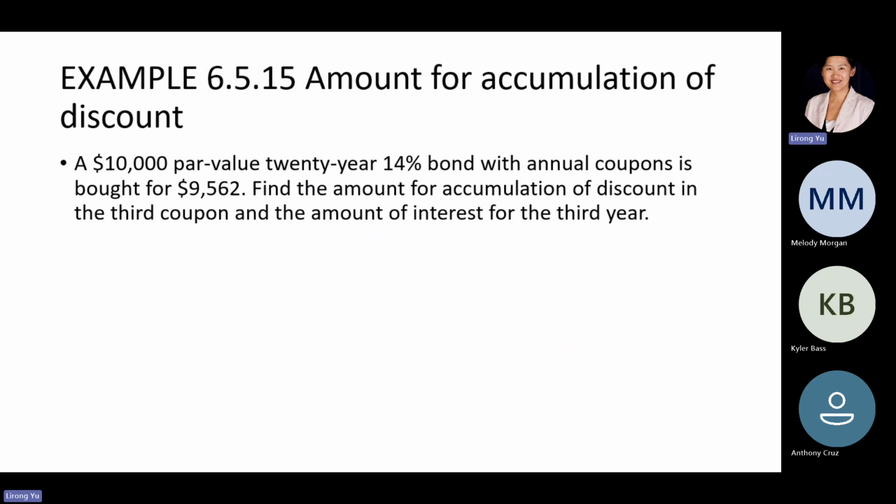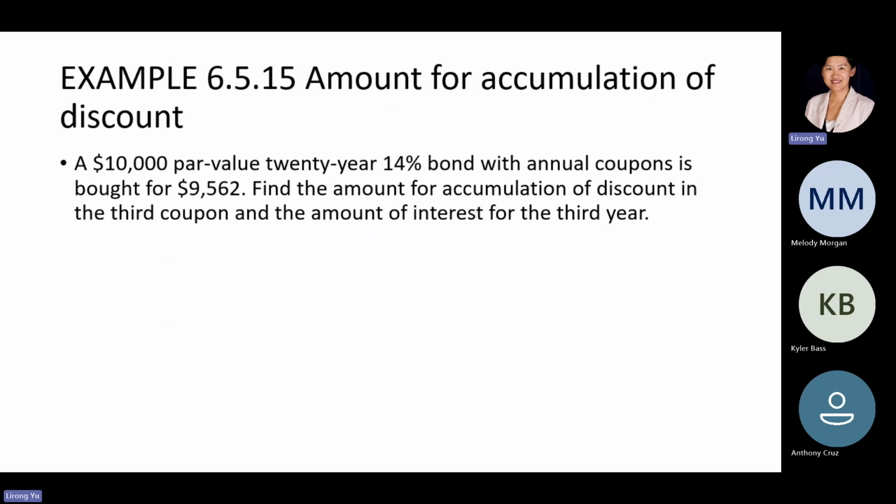The focus is on the amount for accumulation of discount. If the previous question was focused on the premium, this question is when the bond is sold at a discount. So we have a par value. Par value means a redemption amount equal to the face value. So the face value is 10,000. The redemption is also 10,000, and it was bought for 9,562. Obviously lower than the 10,000, so we know that's a discount.